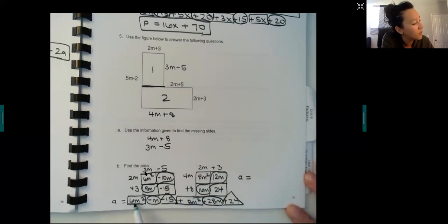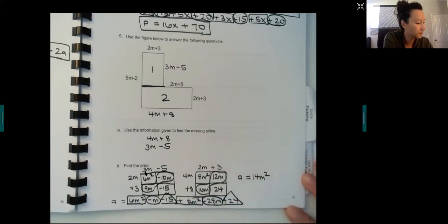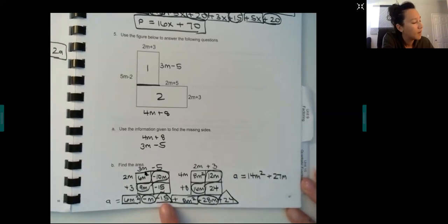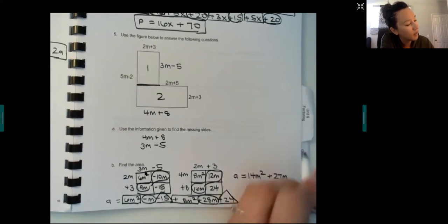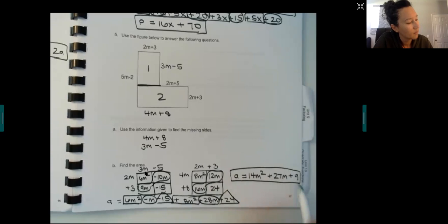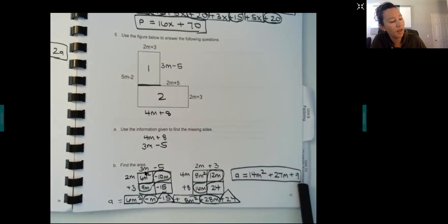So our rectangle 6m squared and 8m squared give us a total of 14m squared. And then we have negative m and 28m, which are like terms. So 28m's, you take away one of those m's, you have 27m's. And then we have negative 15 plus 24, which gives us positive 9. So the area of this whole little L, we know is 14m squared plus 27m plus 9.